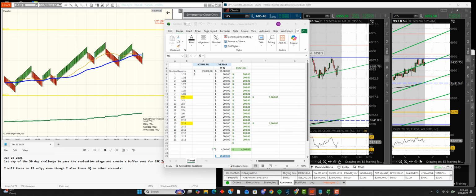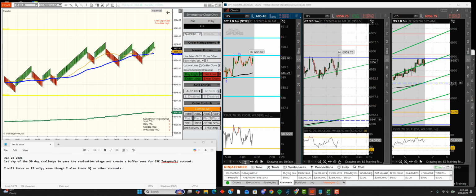So I've created this basic spreadsheet here. Again, we're starting with 25,000. Today is the 22nd of January, and our goal is to do $200 a day and call it a day. If we focus on that, by February 2nd we'll pass the evaluation. By February 11th, we'll have our buffer zone, and after that we can start withdrawing money. All right, so we'll keep a tab on this one as we go.